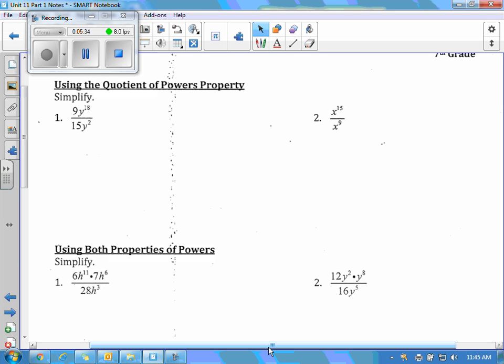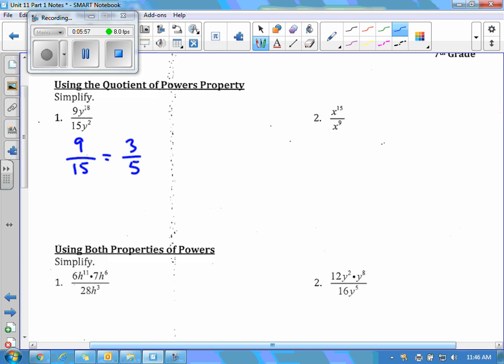So we have 9y to the 18th divided by 15y to the second. The 18th only goes with the y, the 2 only goes with the y, not with the 9 and the 15. So the first thing we're going to want to do is simplify the coefficient part. So I have 9 over 15, which I can just reduce to 3 over 5 when I divide those both by 3.